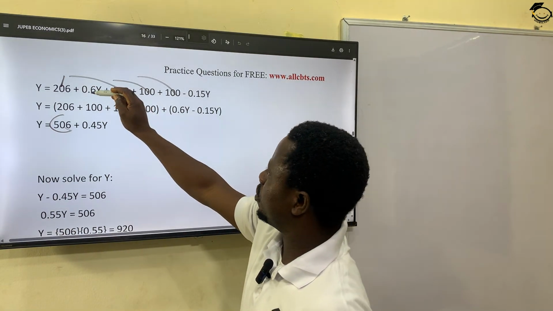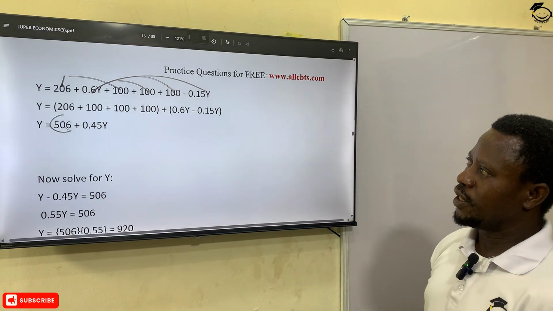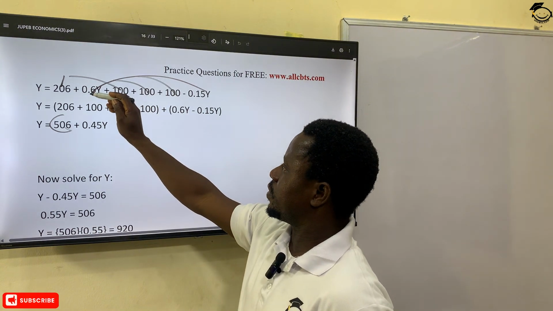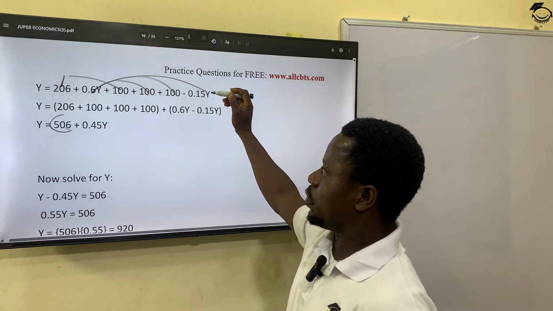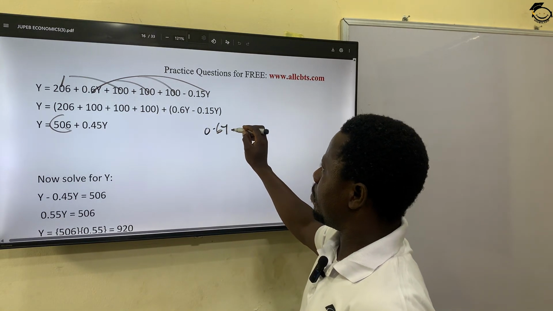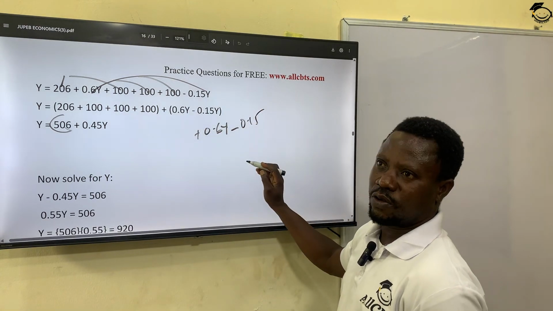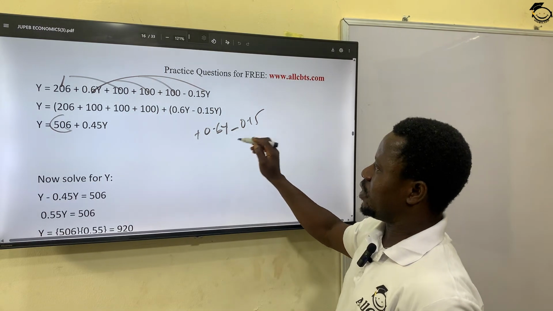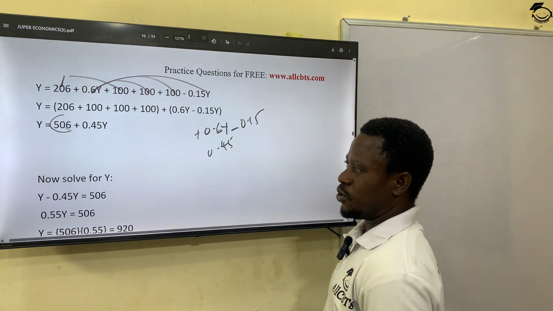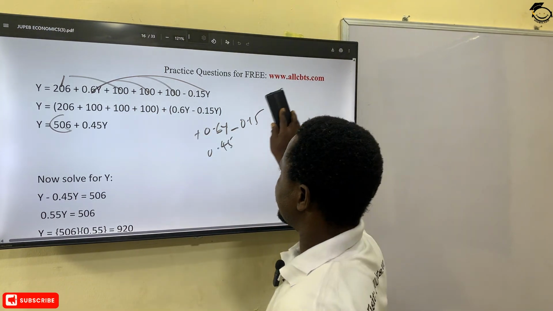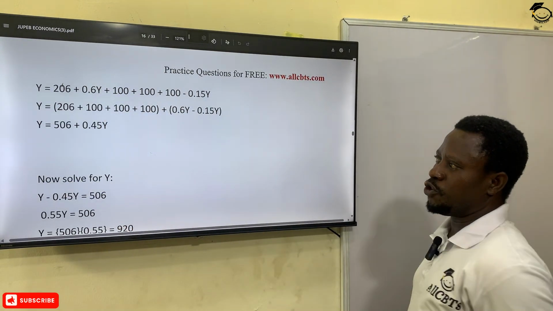Then we have 0.6y. Bring together what was 0.15y. Remember that this is plus, and this is negative, minus. So 0.6y minus 0.15y. What do you have? 6 minus 15. That will give us 0.45. And that's what we have here. So we have gotten our income here, our y as this: 506 plus 0.45y.